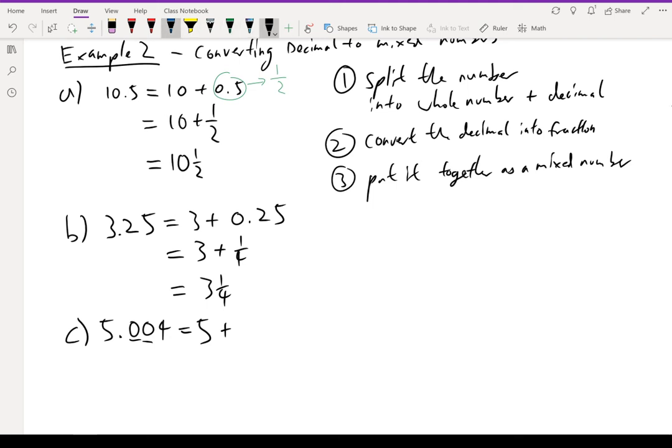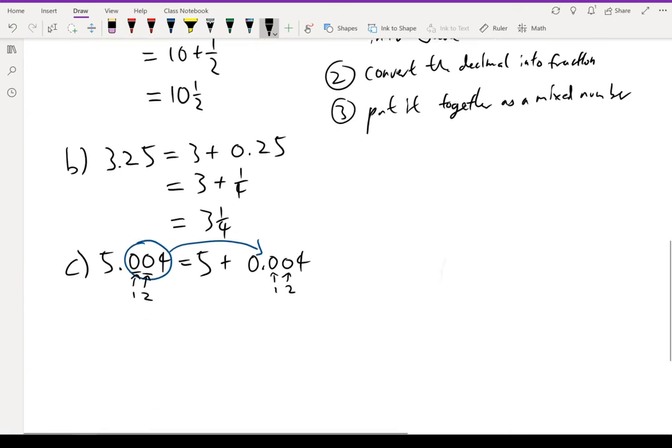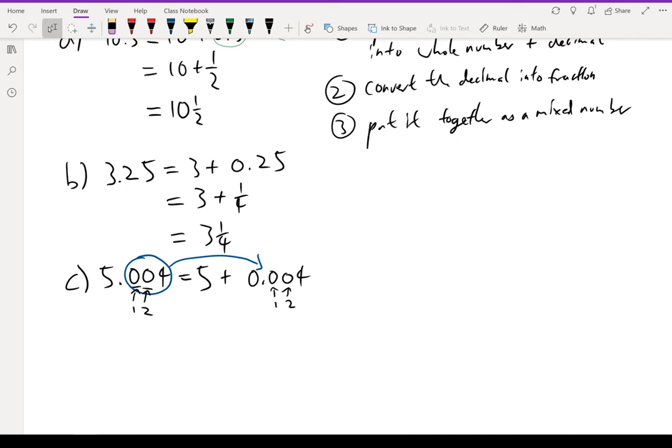We have to copy all of this over here. And that's the same as 5 plus 0.004. How many zeros here? You copy how many zeros there. There's 2 zeros. And so here, there's also 2 zeros. Make sure you copy all the zeros. Don't miss out any, or else you're going to write the wrong fraction. Then step 2, convert the decimal into fraction.